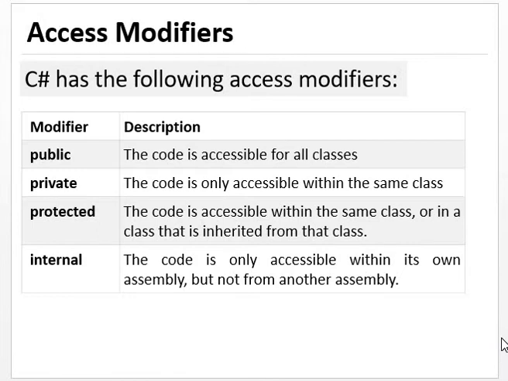And the last one is internal. The code is only accessible within its own assembly. Assembly means your entire solution explorer containing all the files. It's one assembly, your entire program, your entire application, but not from another assembly. It can be used only within the assembly. Only the internal access modifier can be applicable.